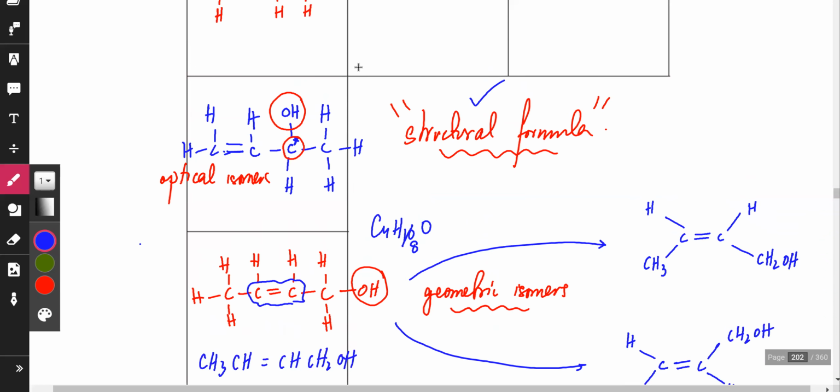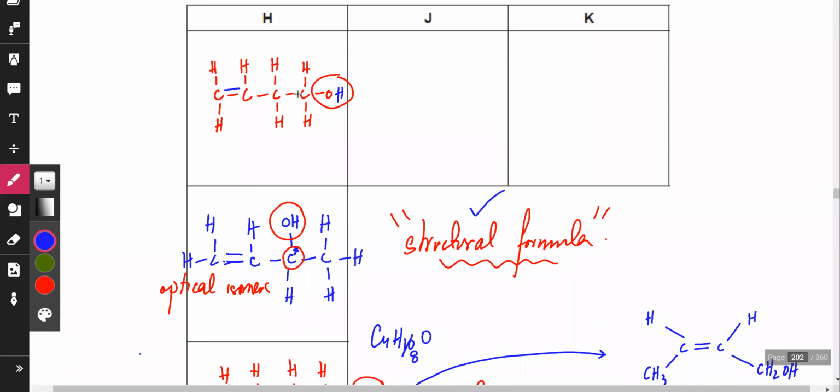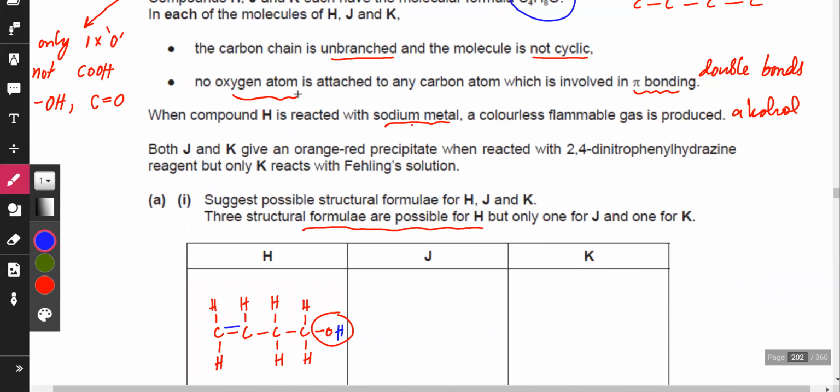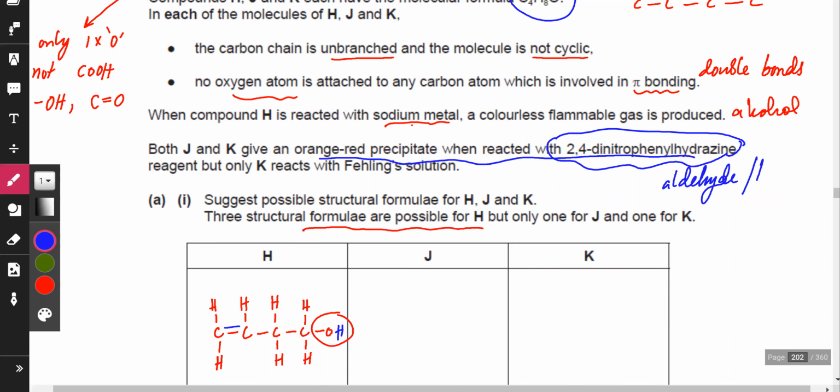Achha, so three alcohols based on the conditions that he had mentioned. Now let's focus on J and K. J and K give an orange precipitate when reacted with 2,4-DNPH. Remember, 2,4-DNPH is a test for aldehydes and ketones. So that means one of them is an aldehyde, the other one is a ketone. Carbonyl compounds.